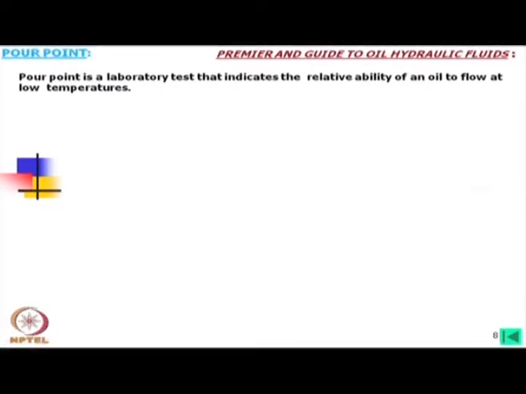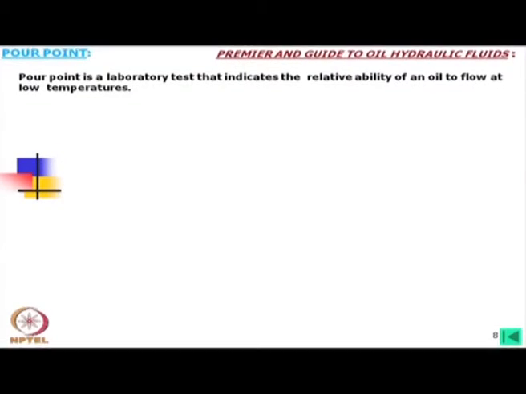Now, we will come to pour point. Pour point is a laboratory test that indicates the relative ability of an oil to flow at low temperatures. It is determined this way: you take some oil in a beaker and cool it down, and then you try to pour that oil into another container. You will find one point where the oil is not poured from the beaker. That temperature, which is definitely a low temperature, is the pour point.